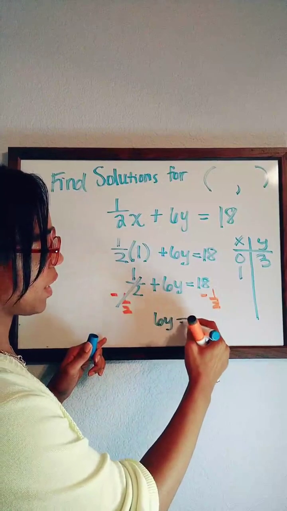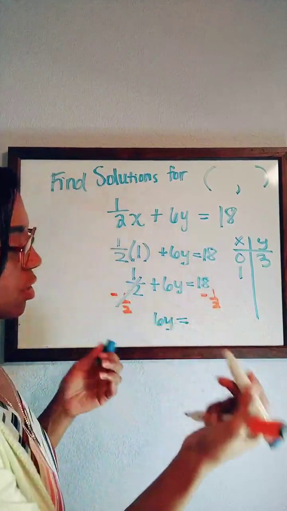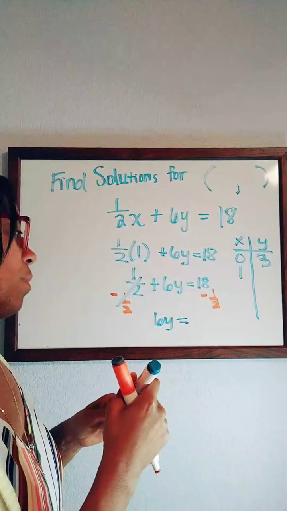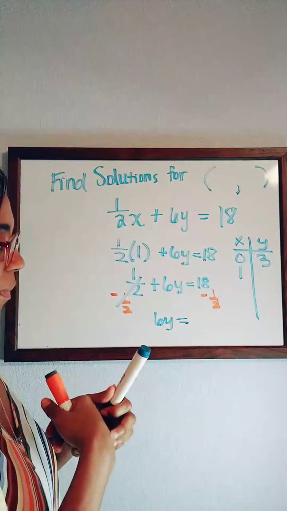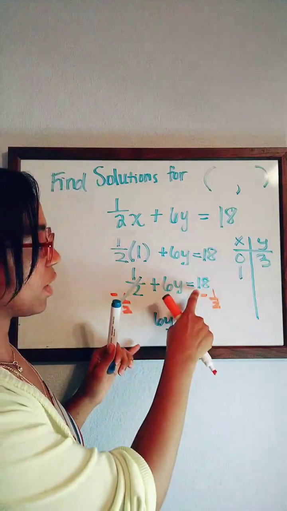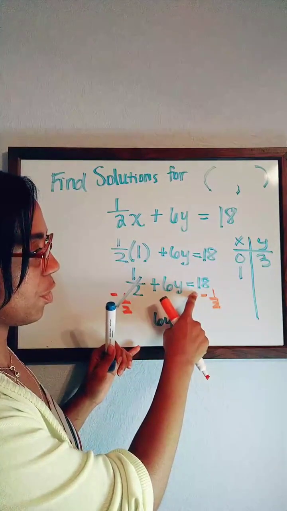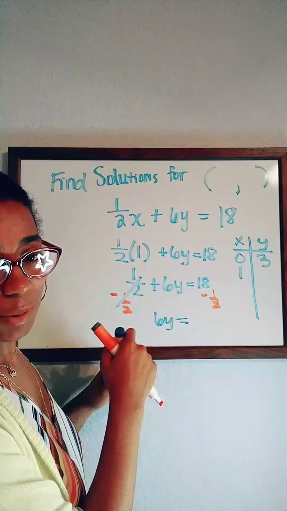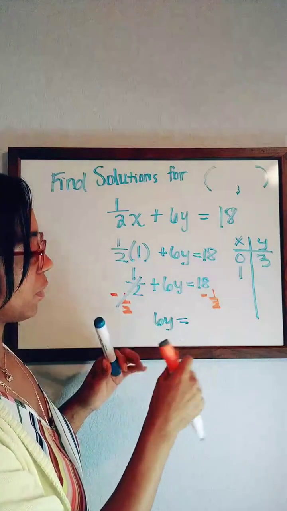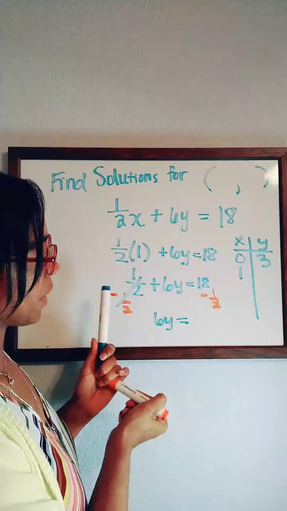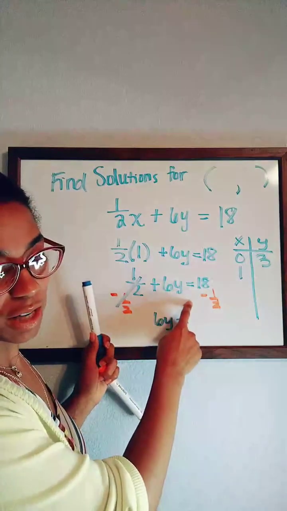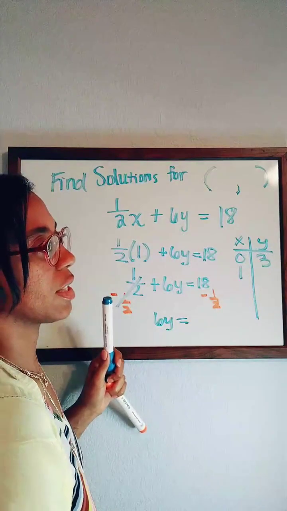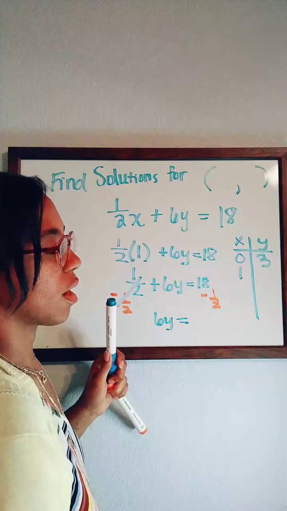Now I have 6y is equal to 18 minus 1/2, which would end up being 17.5, some ugly number, because this would be 36 over 2, which would make that 35 over 2. If I change this into a common denominator, because the only way I can subtract fractions is with a common denominator. So let me see, 18 and 18 is 36.